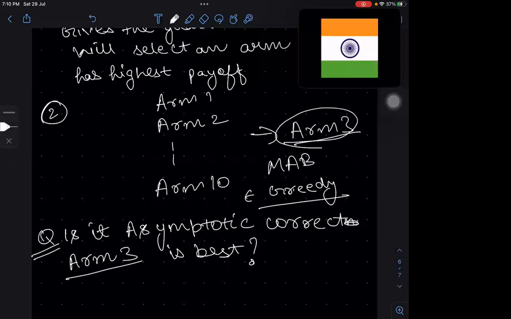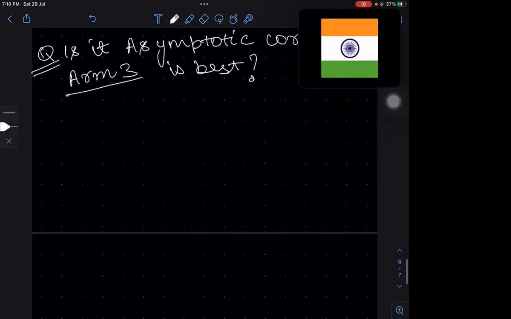Okay, ma'am. Got it. Any other doubts? Okay, asymptotic correctness is the solution of the bandit problem. Right. You're right, Shaurya. Now coming to regret optimality.